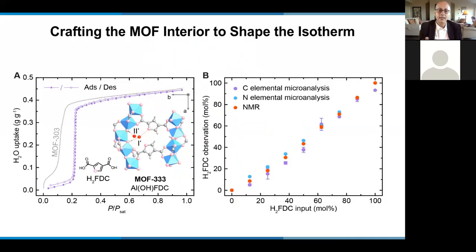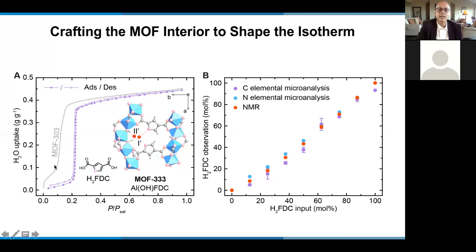Now, based on that information, the power of reticular chemistry is that you can build the same MOF structure, but now instead of NH units, you can have an oxygen. And now you can play with the binding energy of those water molecules. Not only that, but you're also able to adjust the position of water so that it can impact the packing of water molecules inside the framework.